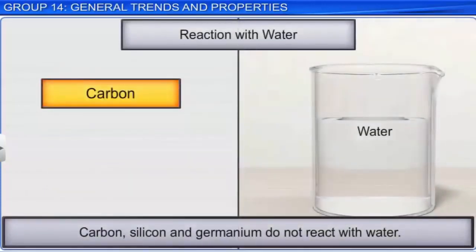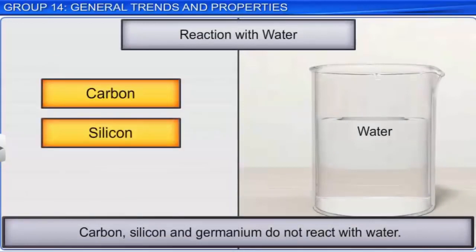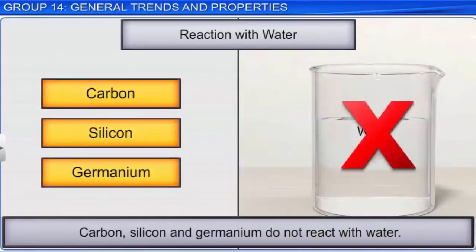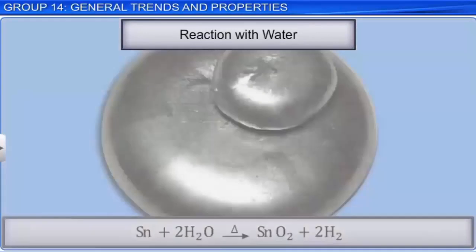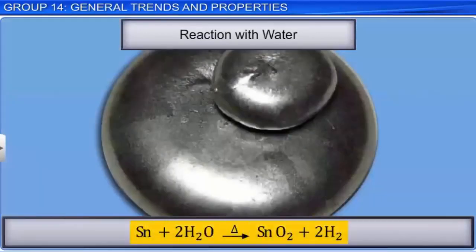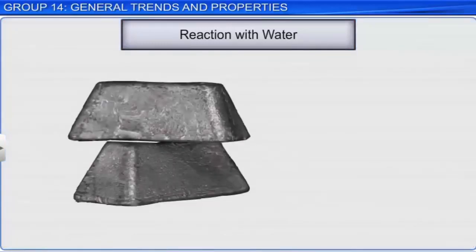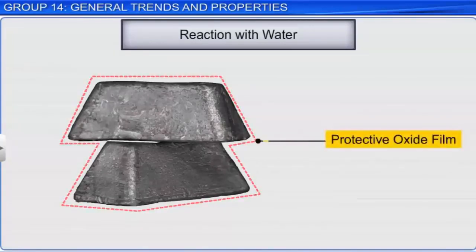Carbon, silicon, and germanium do not react with water. Tin will react with steam in a single replacement reaction, as given here. Lead does not react with water, most likely due to the protective oxide film that forms on the surface of the metal.